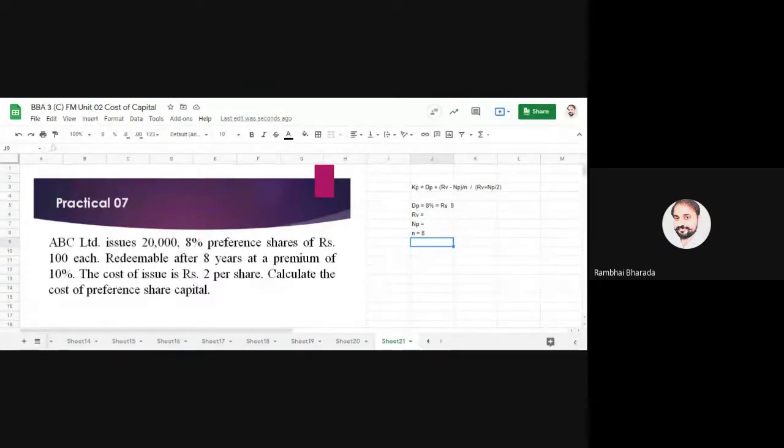The funda is very simple. You have invested 100 rupees for the next 8 years. So it is the responsibility of the company that the company will give you some additional amount. So here, which amount is the company giving you? Additional amount of 10%. So here, in our case, RB is equal to 100 plus redeemable premium of 10%, which is equal to 110.